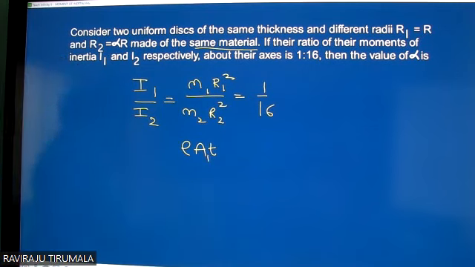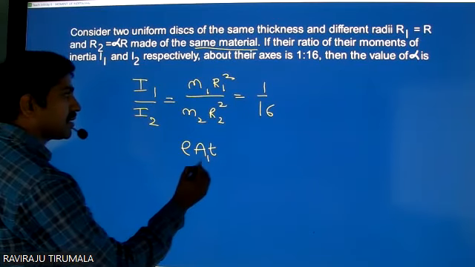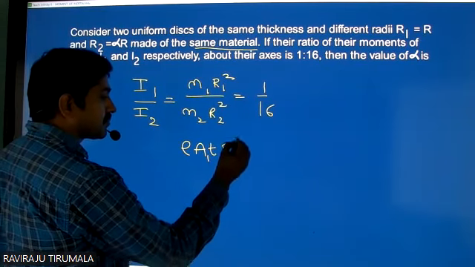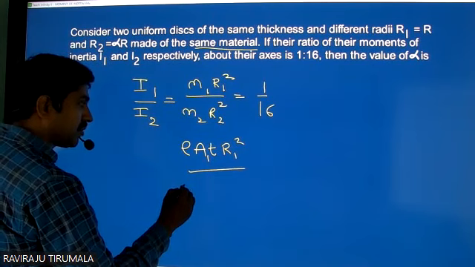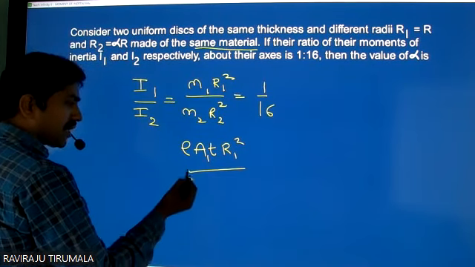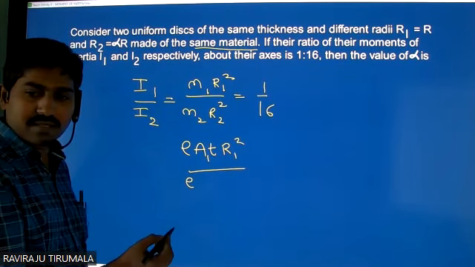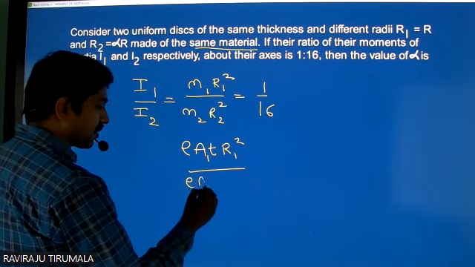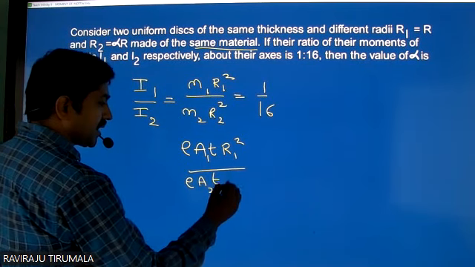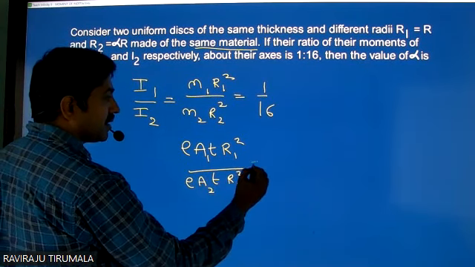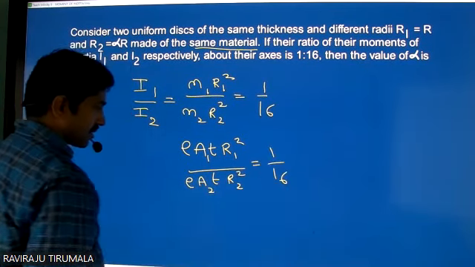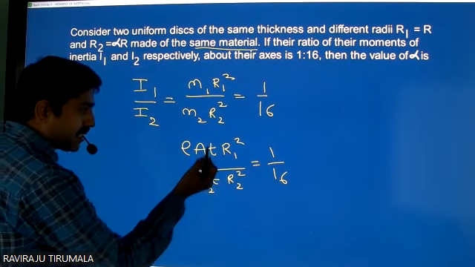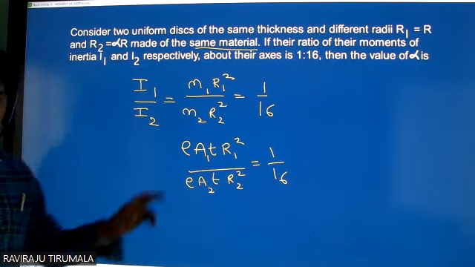What is the formula for the area of a disc? Pi r square, na? Radius is different, so area will also be different. So rho into A1 T into r1 square by, in place of m2, rho. We are not writing rho 1, rho 2 because density is the same for both of them. Thickness is the same for both of them. A2 T r2 square equals 1 by 16. Rho and rho will get cancelled. T and T will get cancelled.